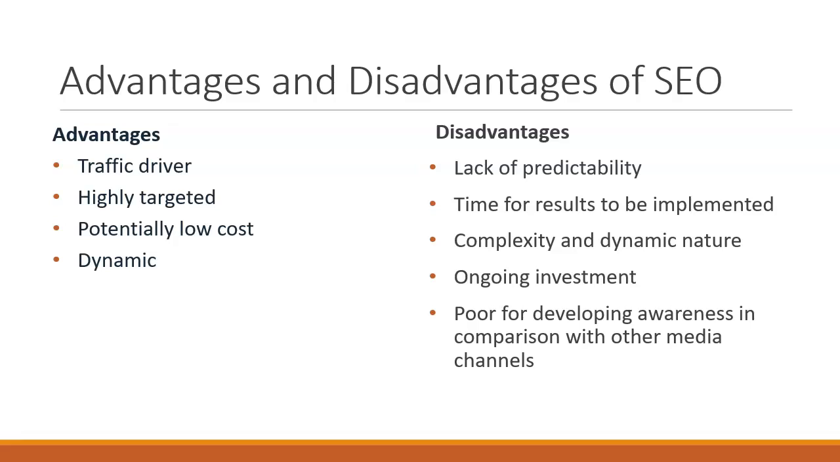Of course, the advantages, we can be highly targeted. It's potentially low cost, especially as we increase our organic searches. It drives traffic to our website. Disadvantages, we have lack of predictability. We don't control what comes up in a search or how people interact with that search. Maybe some people prefer to go to the second page of Google for their results.